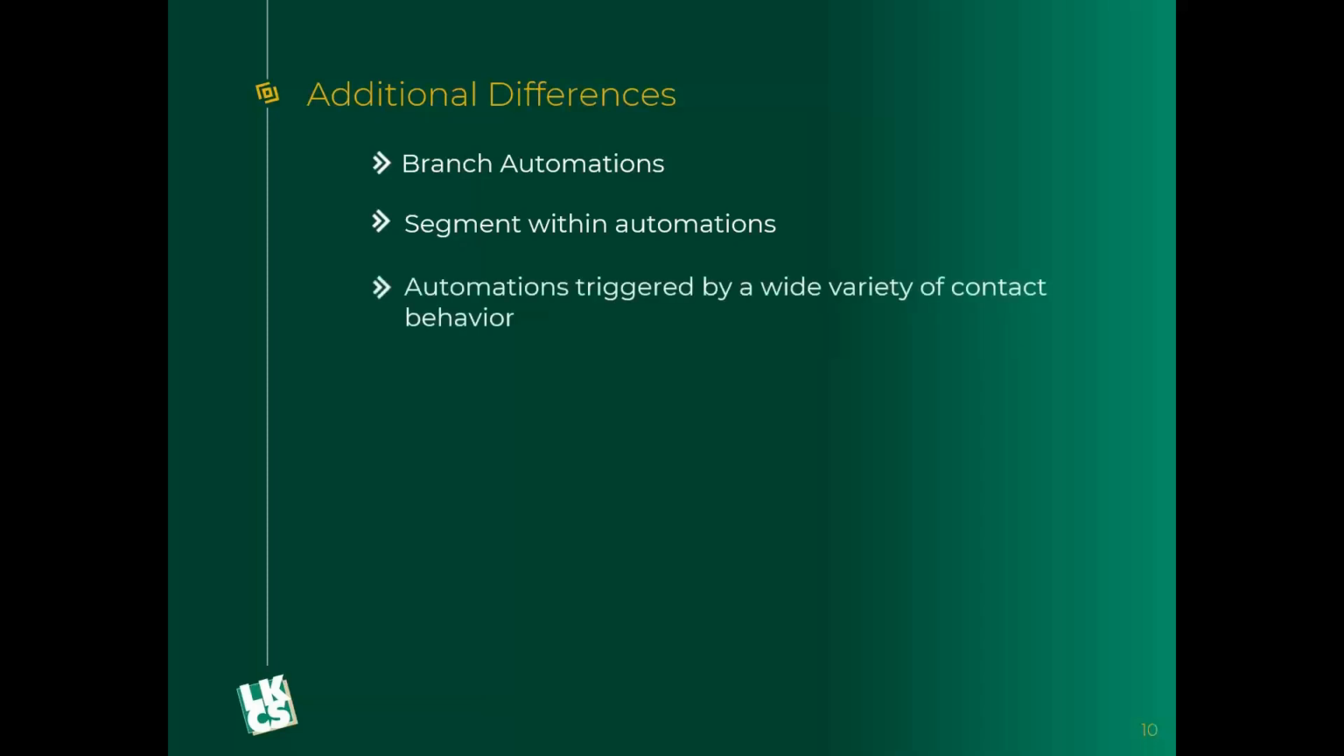Automation is triggered by a variety of contact behavior. With most automation platforms, triggers are usually limited to a few basic events. With our platform and the amount of data stored in it, you can trigger an automation from just about any data point.